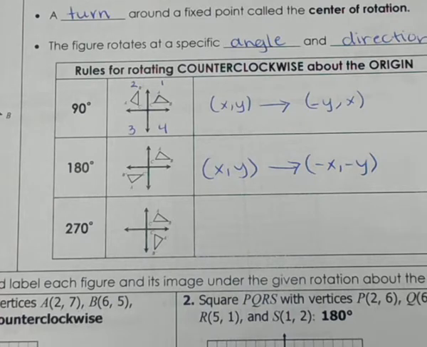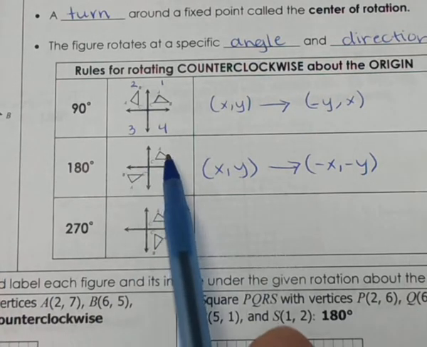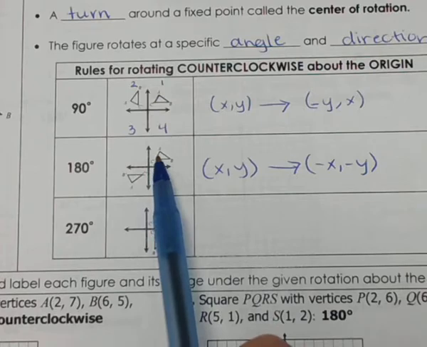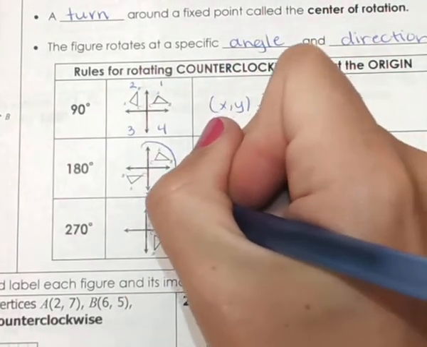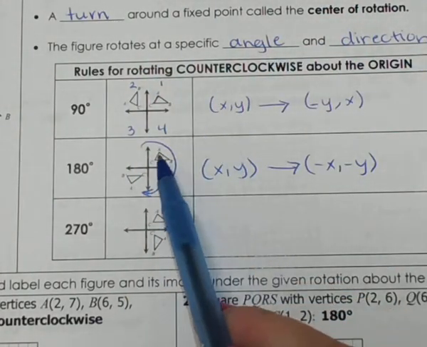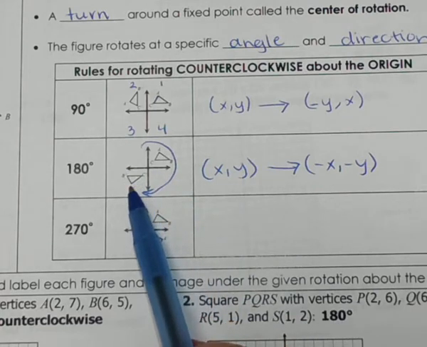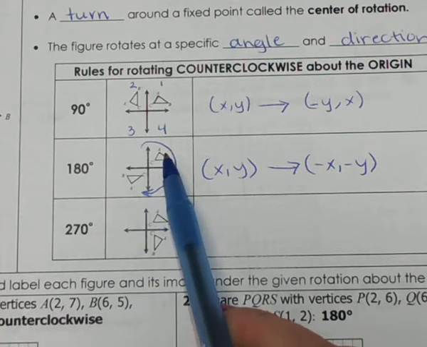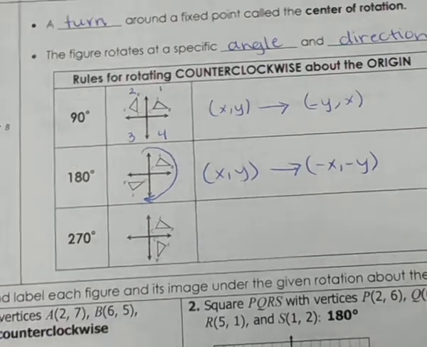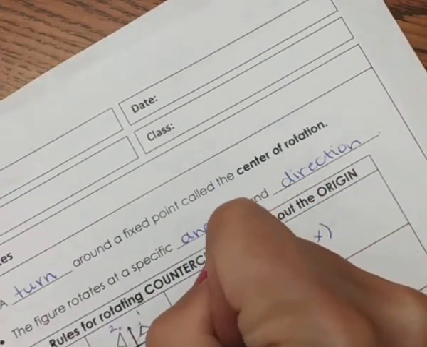Thank you. Anyways, if we rotate 180 degrees clockwise, now we're moving in this direction. So 90 degrees clockwise would be quadrant 4. 180 clockwise would be quadrant 3. So 180 counterclockwise is the same as 180 clockwise. So you will use the same rule. Let's go ahead and write that down.